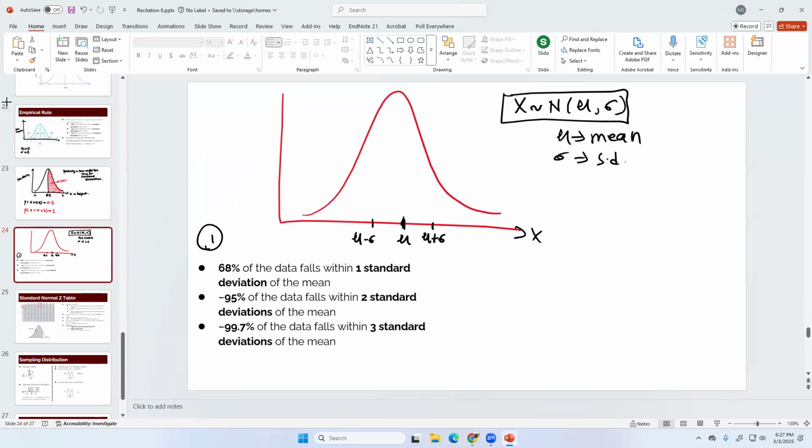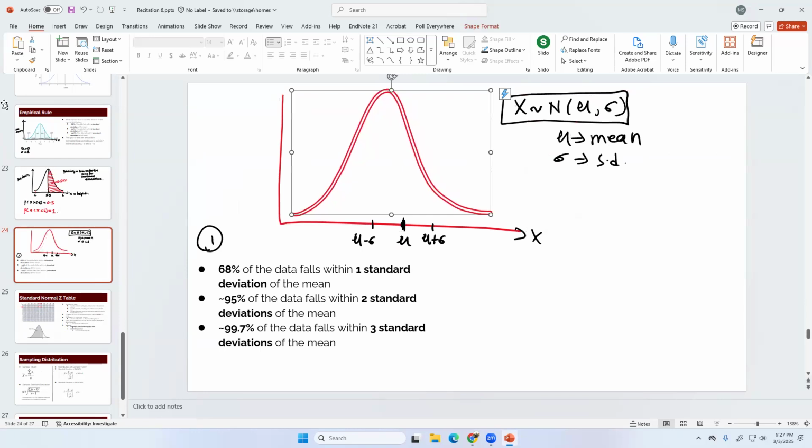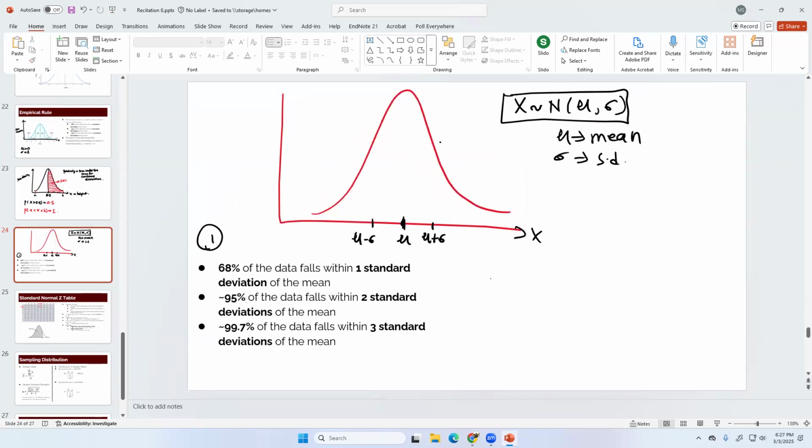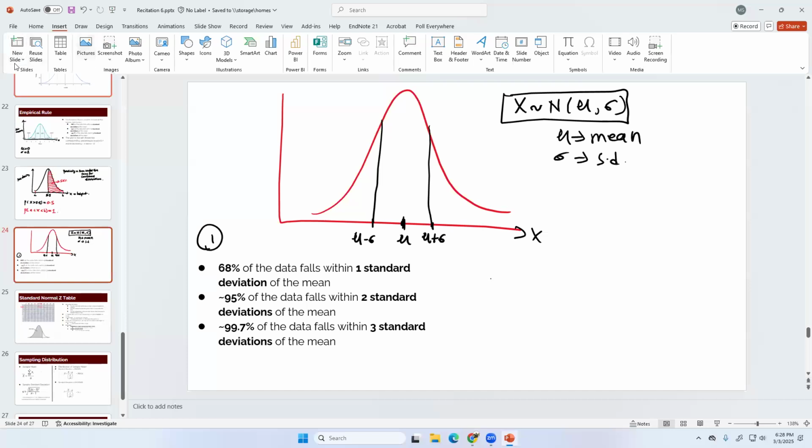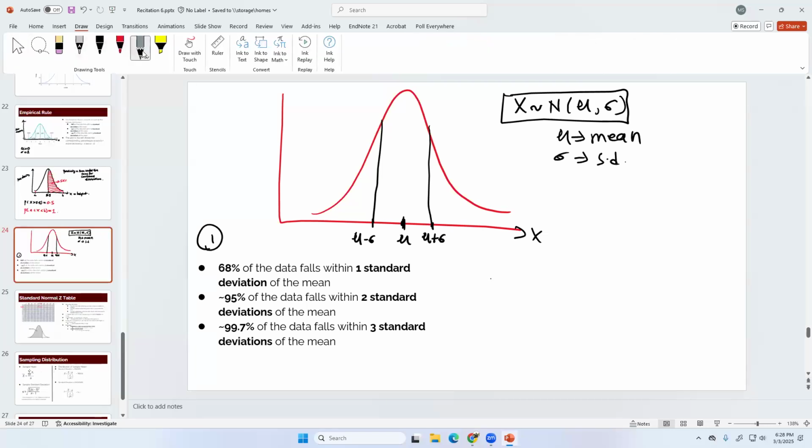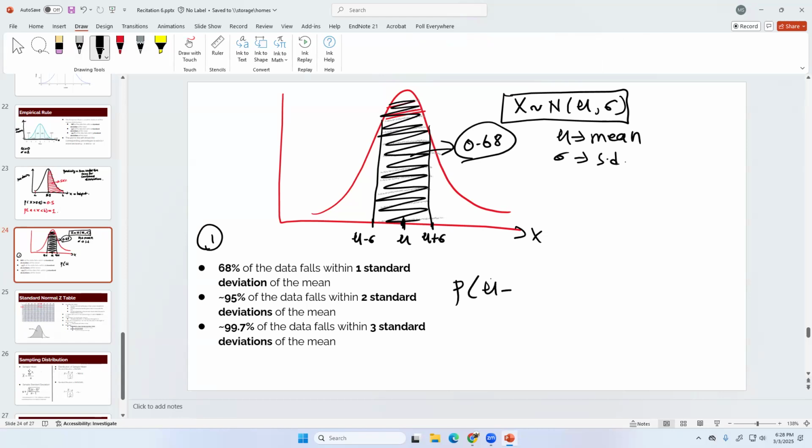So what is this area? So what is this area based on the empirical rule? 68%, right? This area, let me highlight differently. This area is 0.68. Or another way to write it is, mathematically, you can write it like this. The probability of X being in between mu minus sigma and mu plus sigma is 0.68.